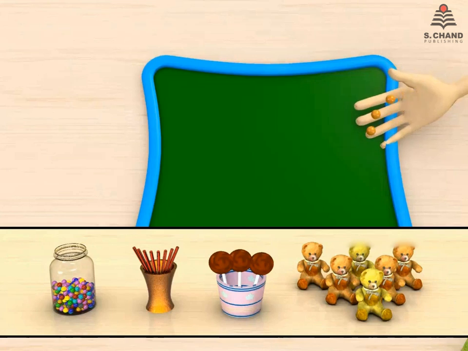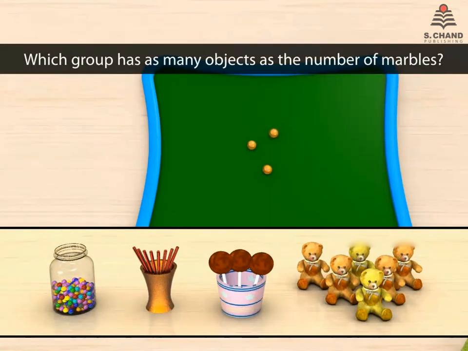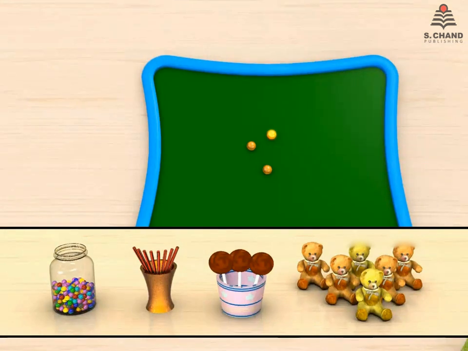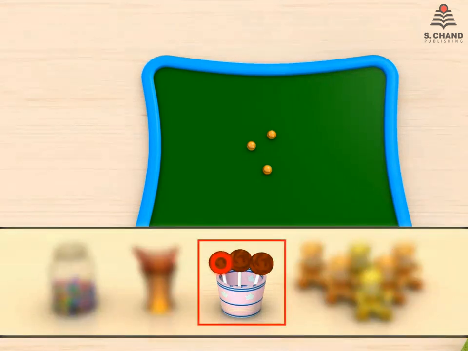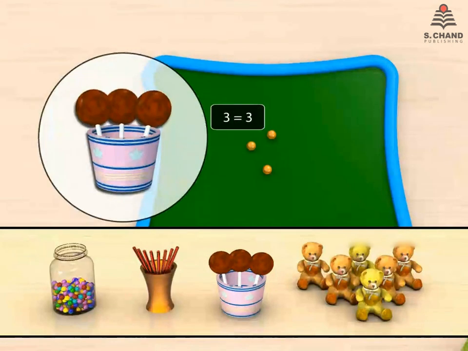In the third round, which group has as many objects as the number of marbles? There are 1, 2, and 3 marbles, and 1, 2, 3 chocolates. So, the number of chocolates is equal to the number of marbles. That was fun.